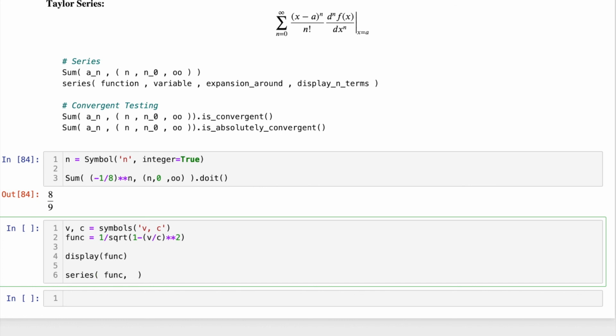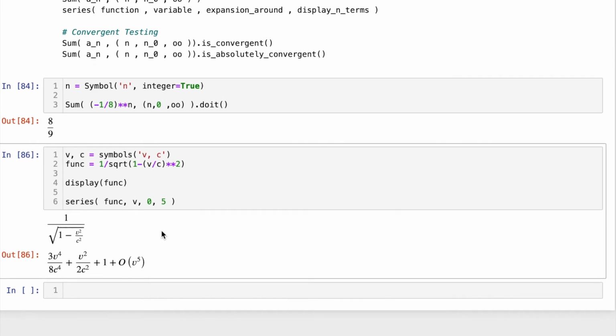Now we want it with respect to v, because v is a variable, c is a constant. And we want to do around 0, so it's around the very small amounts of v. And we want to do, let's say, 4 terms. Okay, so we now have the expansion of the gamma factor.